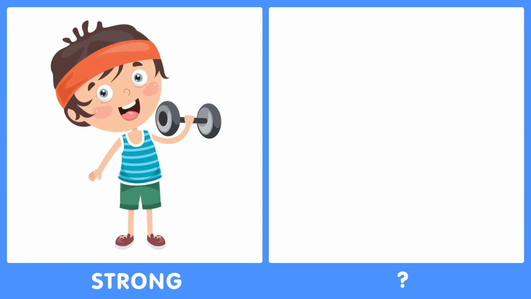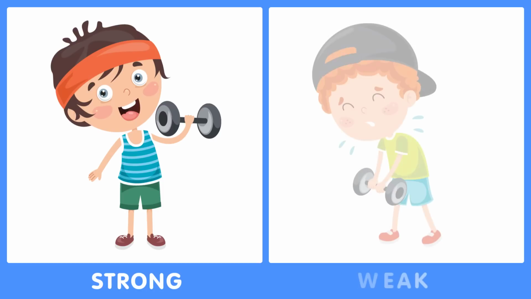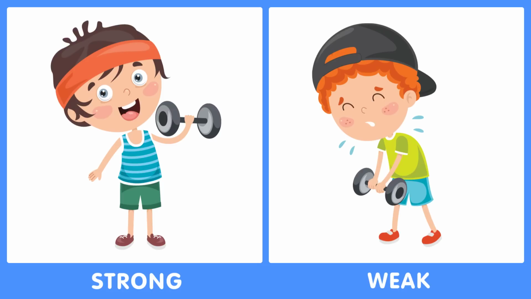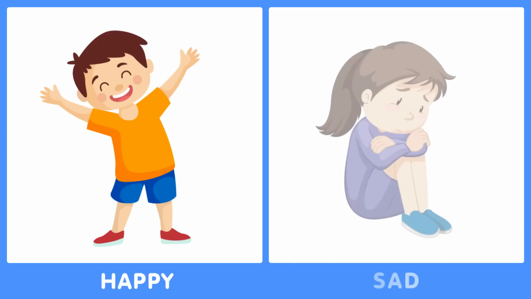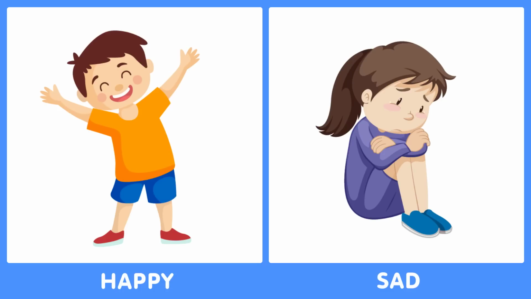The first word is strong. Can you guess the opposite of strong in 5 seconds? The opposite of strong is weak. The second word is happy. The opposite of happy is sad.